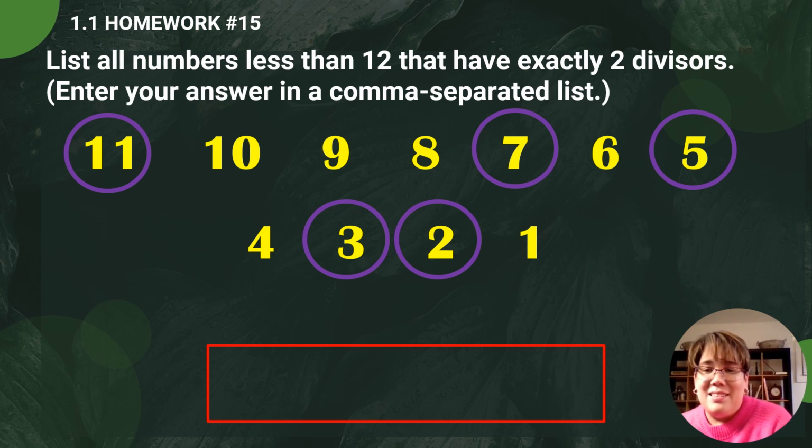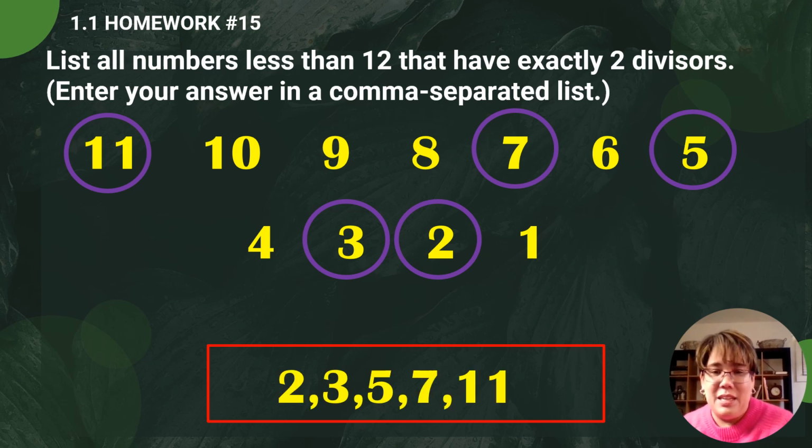Now, here is the hardest part of this question, which is putting it in the answer box correctly. I know that may sound silly, but that is the hardest part of this question. When you go to put it into WebAssign, you have to put it in ascending order: 2,3,5,7,11. No extra spaces, nothing else. You've got to put it in just like that.